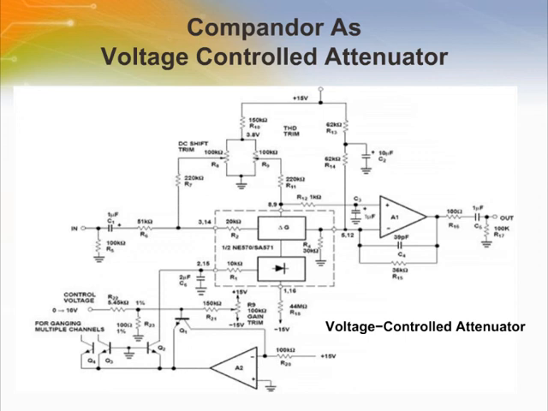A1 should be a low noise, high slew rate op-amp. R13 and R14 establish approximately 0 volt bias at A1's output.